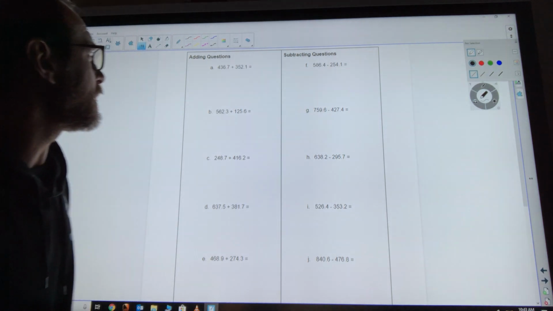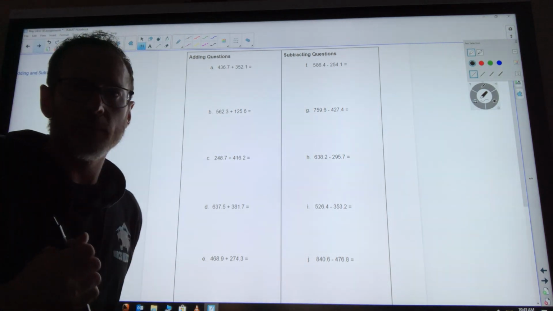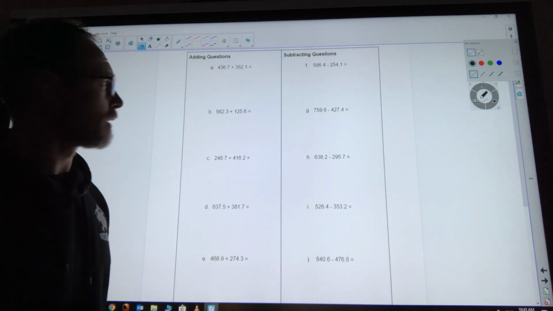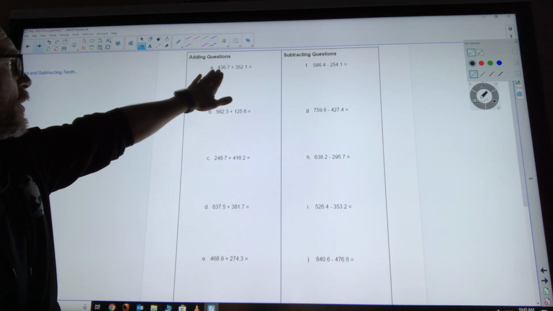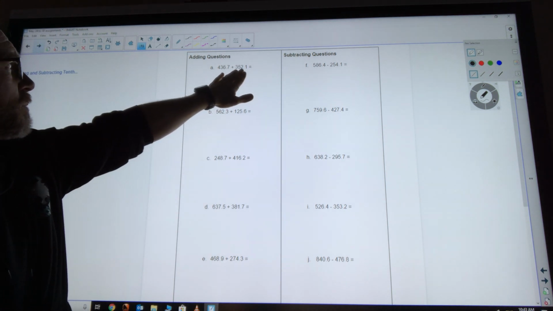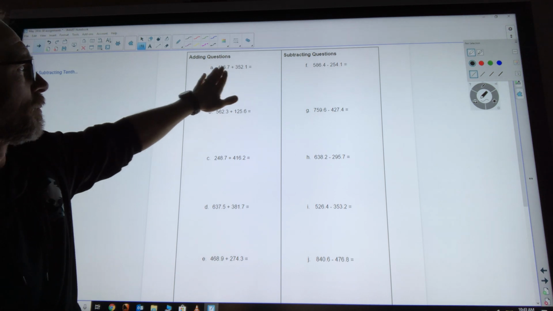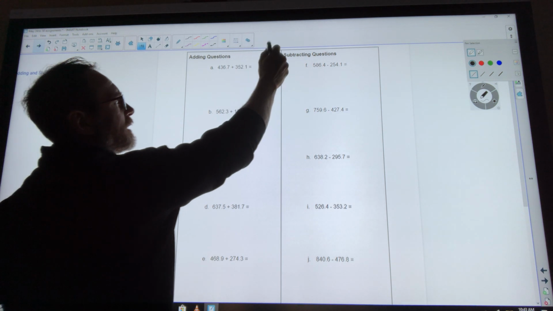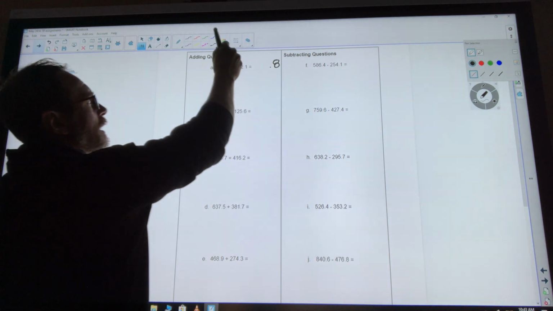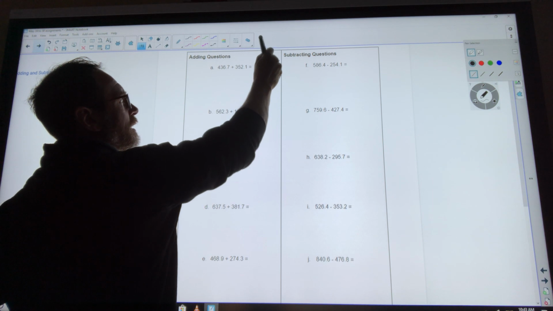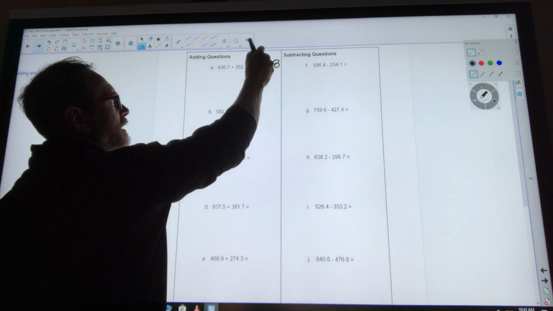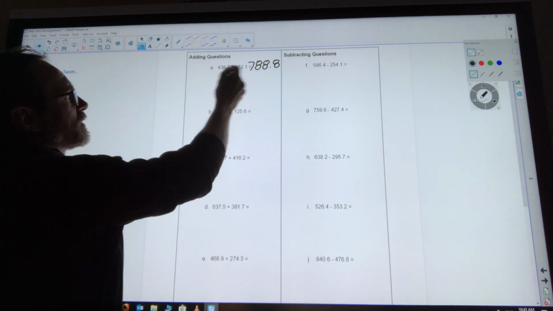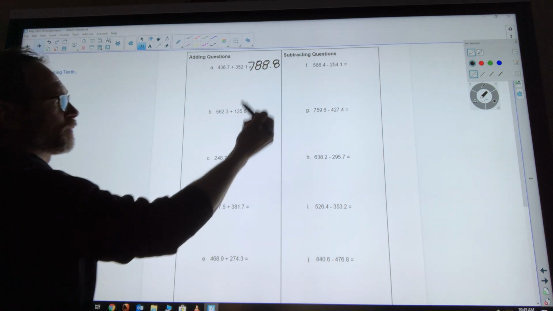All right, guys, let's review these questions for adding and subtracting tenths when our questions are between 100 and 1,000. So, starting with A, I have 436.7 plus 352.1. I'm going to do them basically looking at the place values. So, 7 tenths and 1 tenth are 8 tenths. 6 plus 2 is 8. 3 plus 5 is 8. And 4 plus 3 is 7. So I should have 788.8.